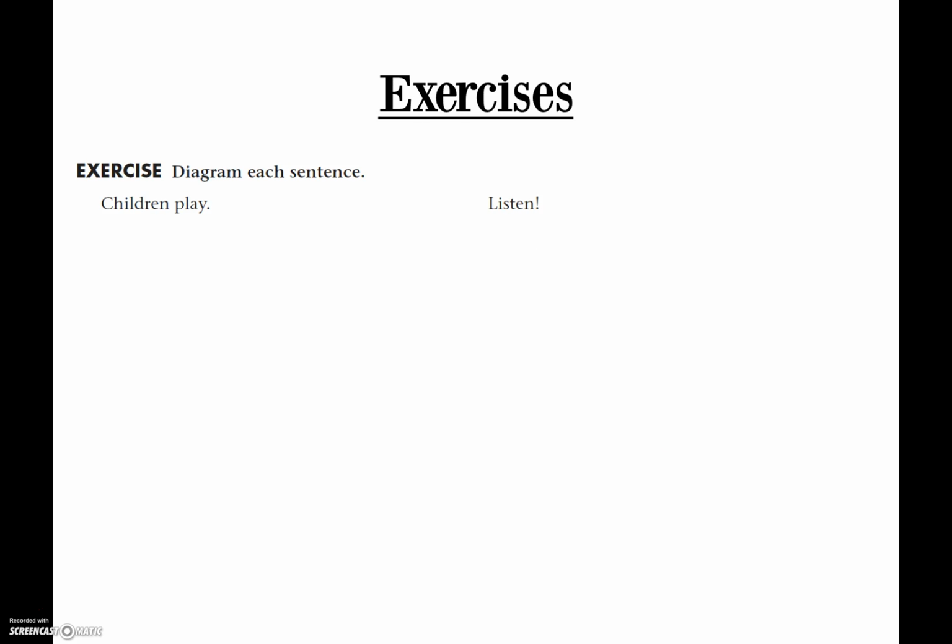Go ahead and pause the video now, try these two practice problems, and then unpause the video or hit play to check your work.